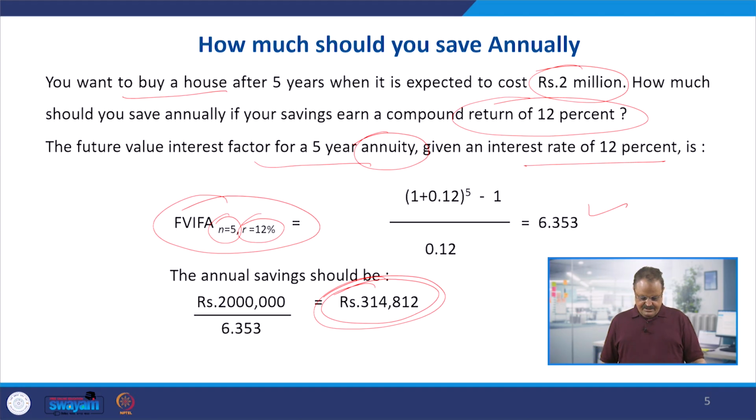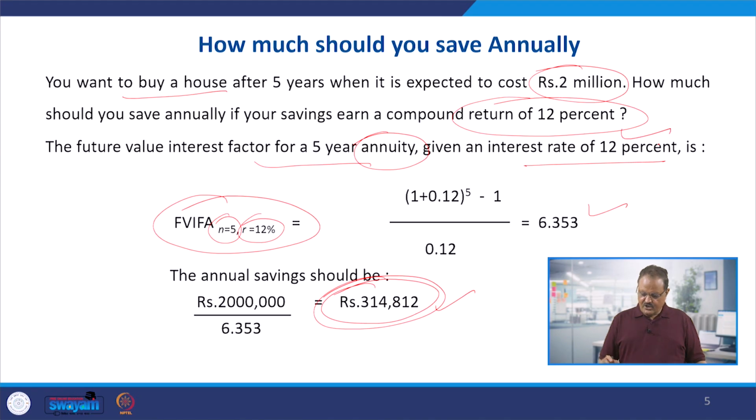And if you save 3,14,812 each year, then at the end of 5 years, at the rate of 12%, this sum is going to grow to 2 million, or 20 lakh rupees. You can look for the present value interest factor tables if you want to calculate the present value of the uneven series. And if you want to calculate the present value of an annuity, you have to look at the PVIFA table.